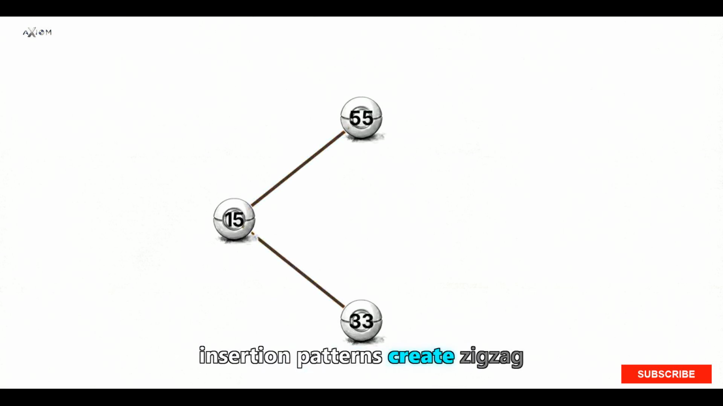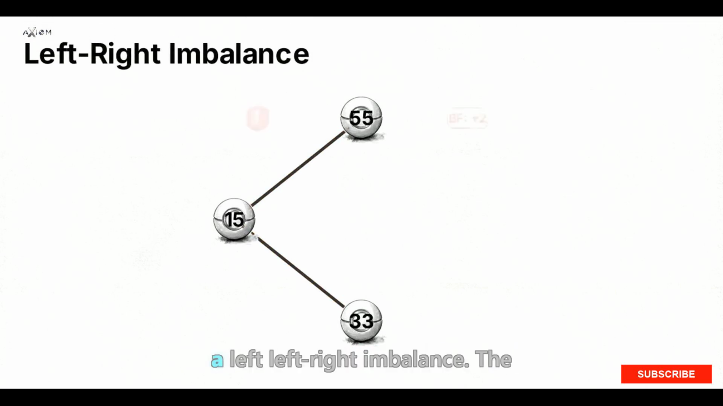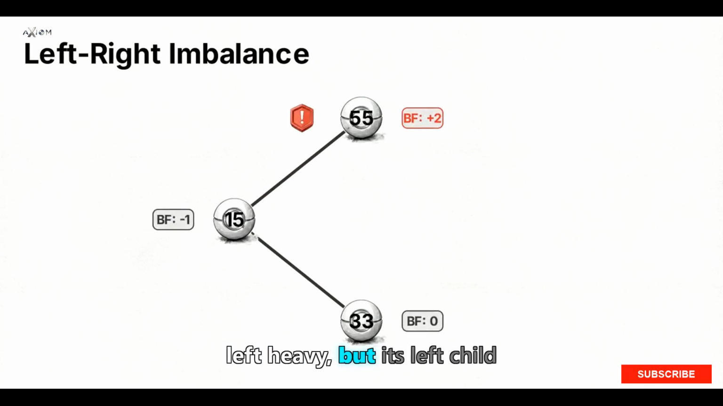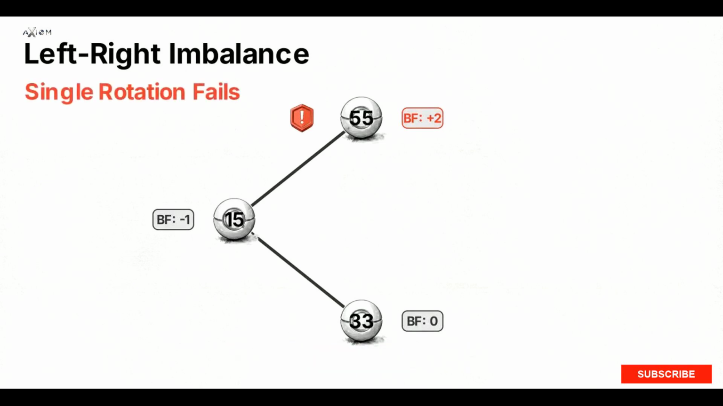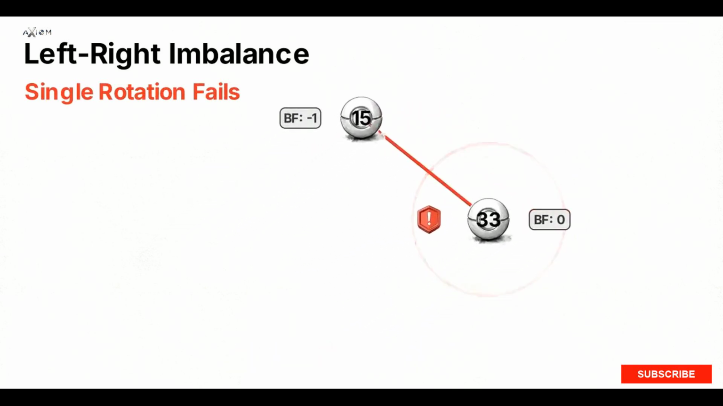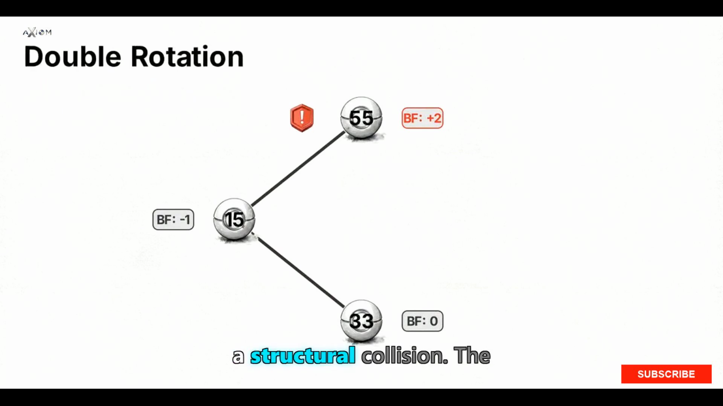Nonlinear insertion patterns create zigzag shapes that require a more complex approach. This is a left-right imbalance. The root node 55 is left-heavy, but its left child 15 is right-heavy because of the new node 33. A standard single right rotation fails here because node 33 is larger than 15 but smaller than 55. Simply promoting 15 creates a structural collision.